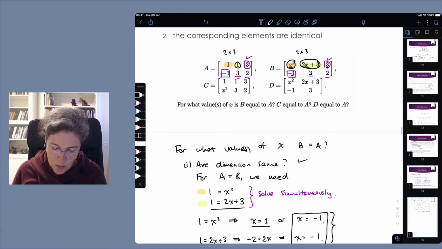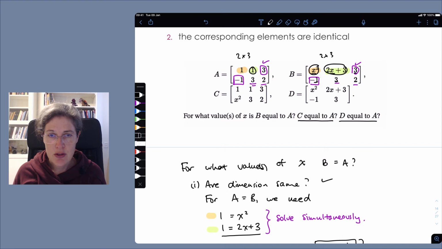So you can work through c equal to a and d equal to a in your own time and make sure that you're happy with that. I haven't actually solved this yet, so it might be that you can't find any values. They don't have to be equal. All right, I'll put the solutions in the final version.